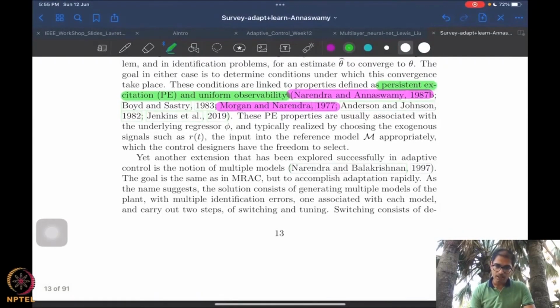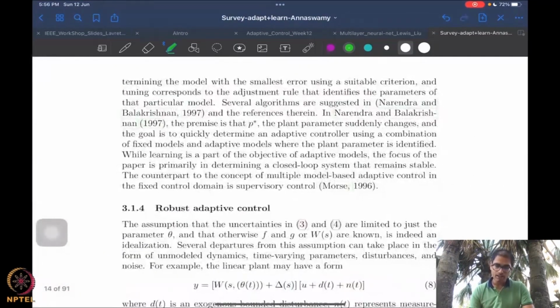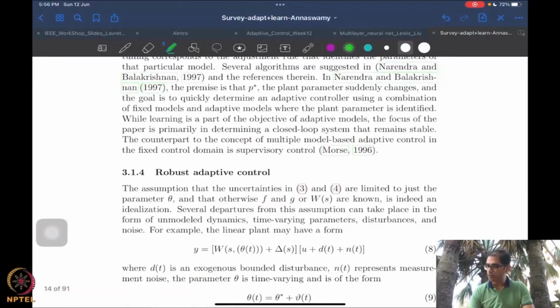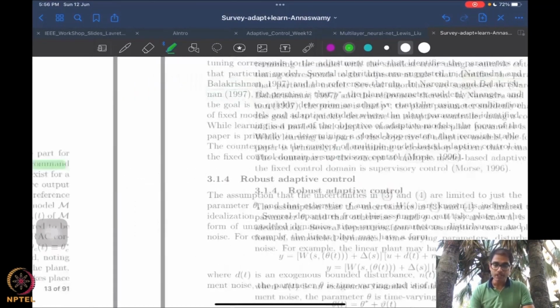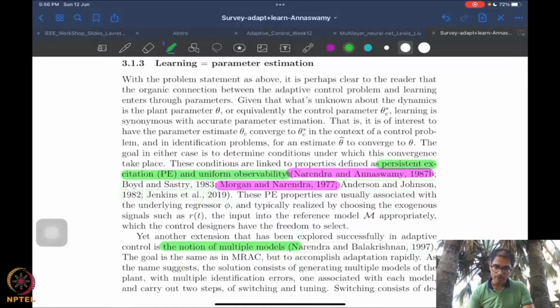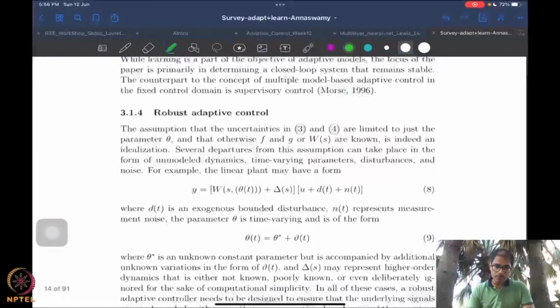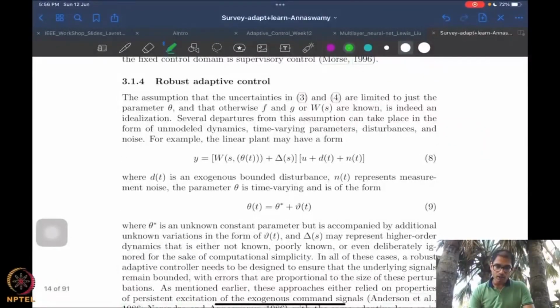Then there have been some results on the notion of multiple models in adaptive control also. But anyway, that's another parallel framework, is what I would say. So several interesting results on when parameter learning can happen, and we did look at this. These were results from the '70s and '80s, and we did look at some of these. Beyond that, there was a notion of robustness in adaptive control also, right?